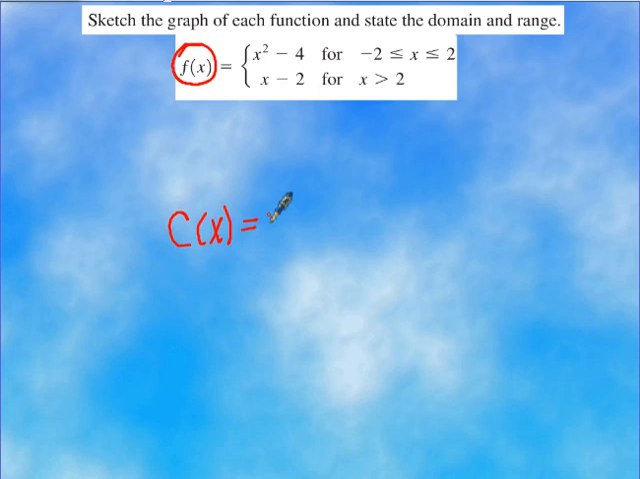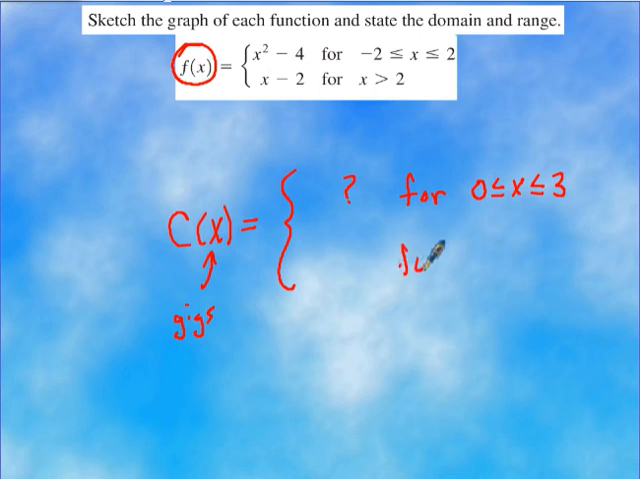Most of the time, instead of f of x, it would be like c of x, where c is your cost. Your input would be gigs. How many gigs of data did I actually use? Here's how they would write it. For all things that you input between 0 and 3, this would be your cost. For all things greater than 3, you would have a different function. So that's what a piecewise function looks like.